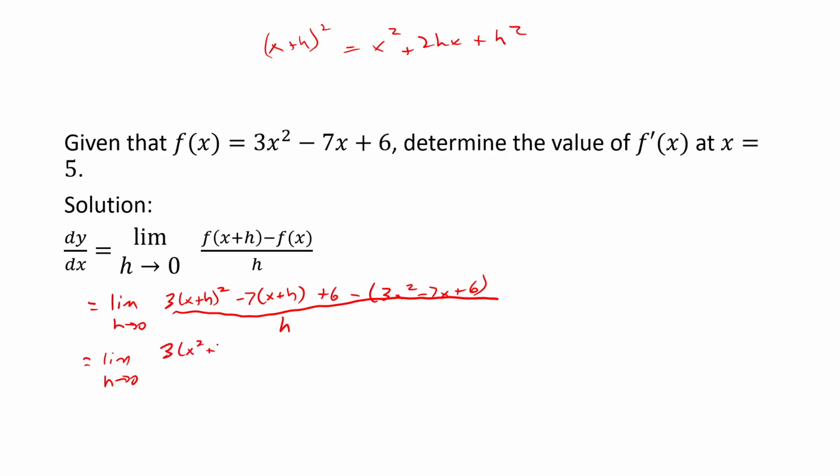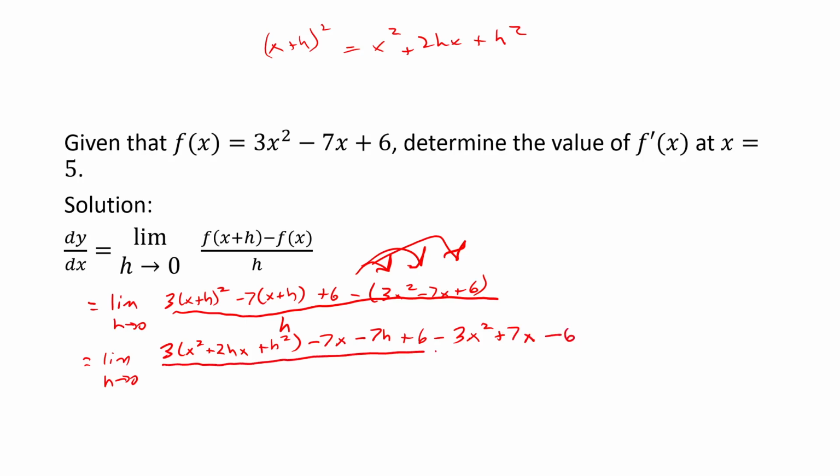X squared plus 2hx plus h squared minus 7x minus 7h plus 6 minus, I'm now going to distribute that negative sign here, minus 3x squared plus 7x minus 6 all over h.